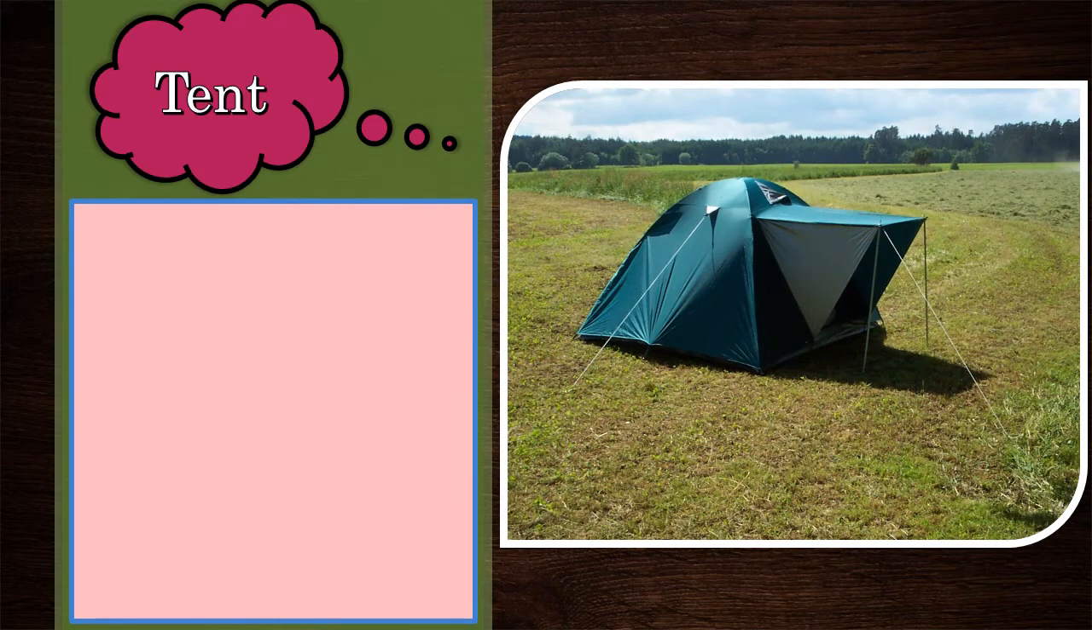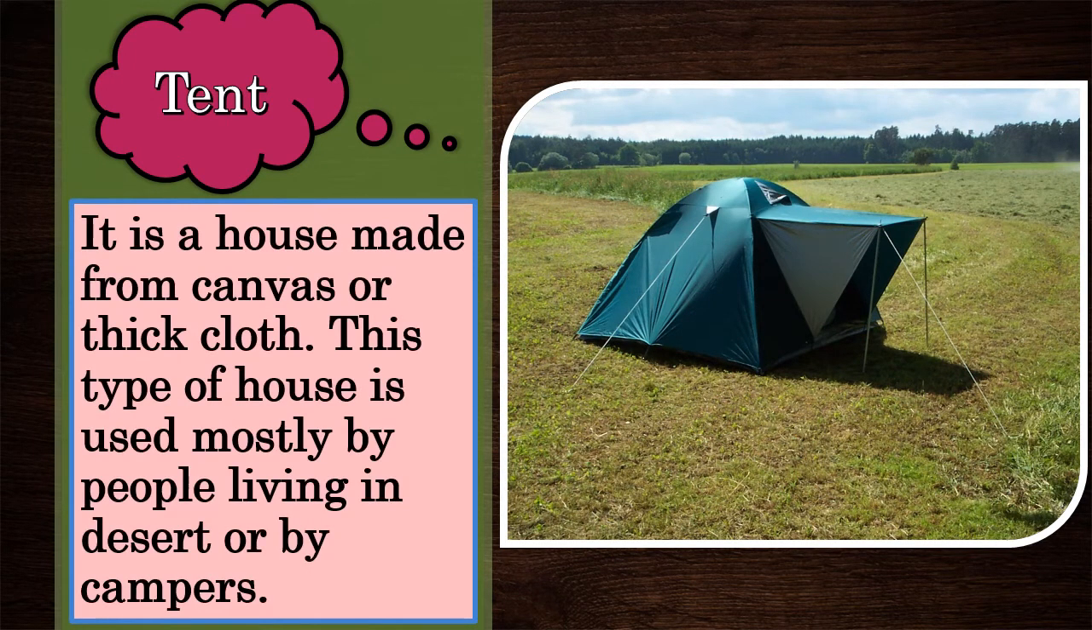Now we are going to learn about tent. So, a tent is a house made from canvas or thick cloth. This type of house is used mostly by people living in deserts or by campers. So, the people who go for camping, maybe when they go to a mountain or some adventurous place or in a forest, they use this tent to live in. The tent is mostly made of canvas or thick cloth. Okay.